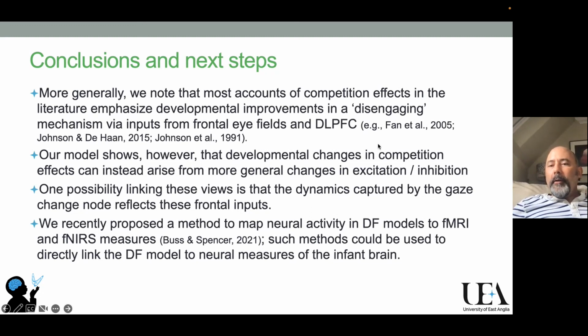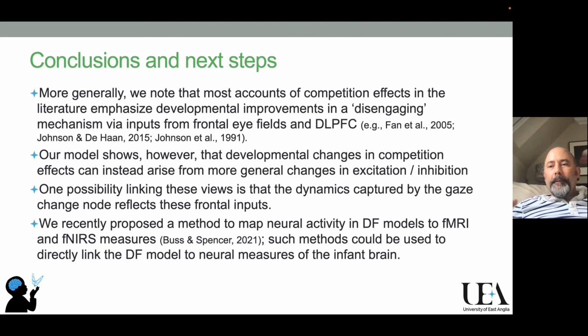So concretely, we didn't actually create developmental improvements in a disengaging mechanism in our model. Instead, we implemented more general changes in excitation inhibition, and that captured effects that look like there's an improvement in disengaging over development. So this raises an interesting question about, is there really a change in disengaging in the brain, and how is that implemented?